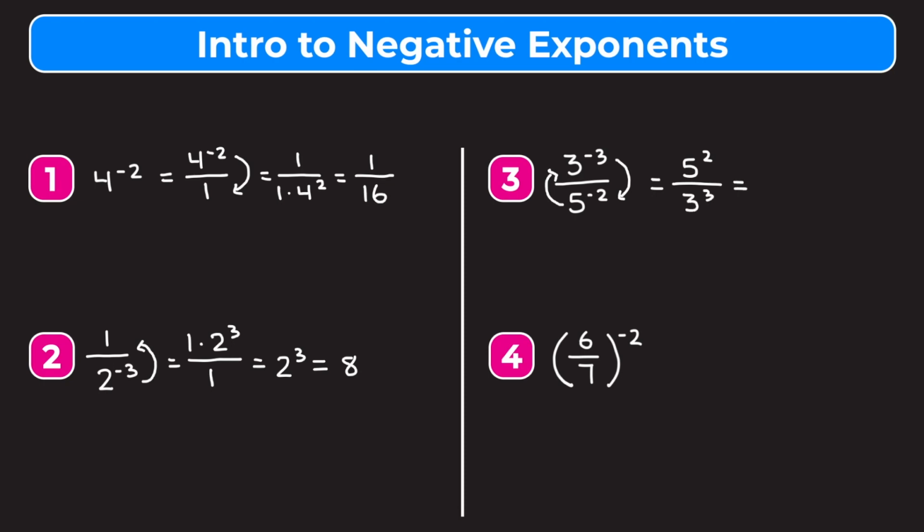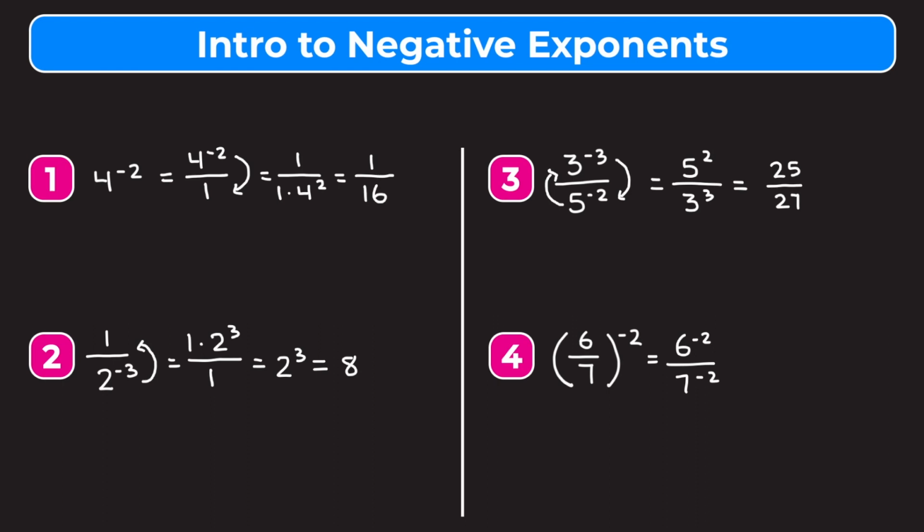And now I can simplify these. So 5 squared is going to give us a 25 on the top. 3 to the third gives us a 27 on the bottom. So we get 25 over 27. Taking a look at example 4, we have 6/7 raised to the negative second. Remember, when we're raising a fraction to some power, we're really just raising the numerator to that power and raising the denominator to that power.